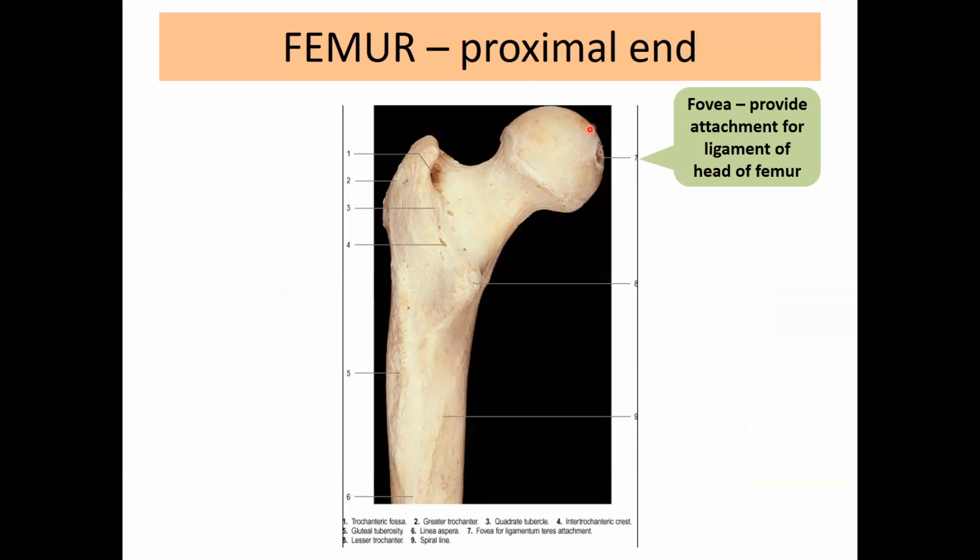Okay, what is there in the head of the femur? There is the fovea or pit. Pit or fovea, this one, number 7 in this picture. It provides attachment for the ligament of the head of the femur, which is also known as the ligamentum teres.